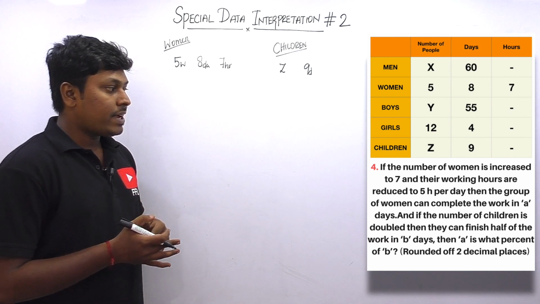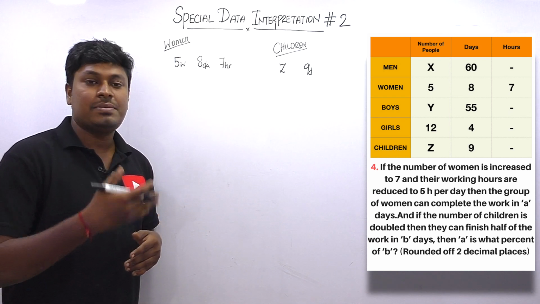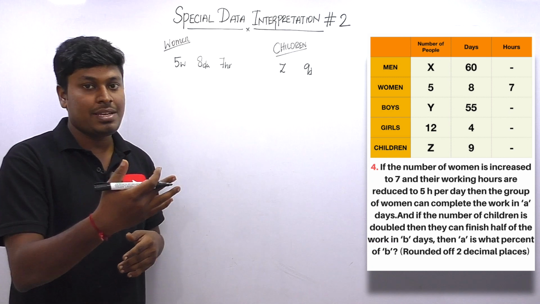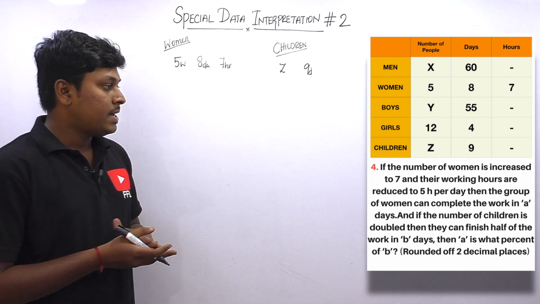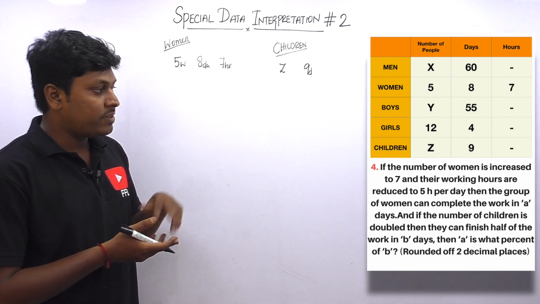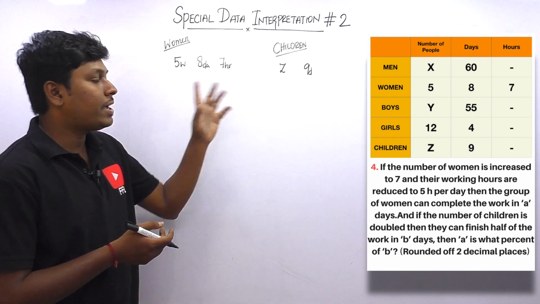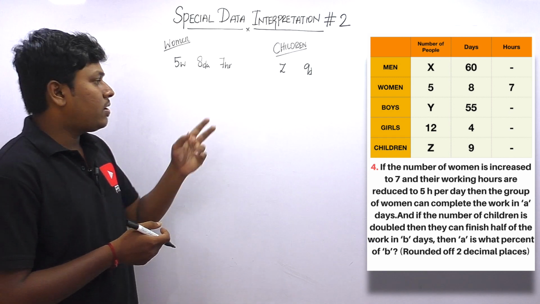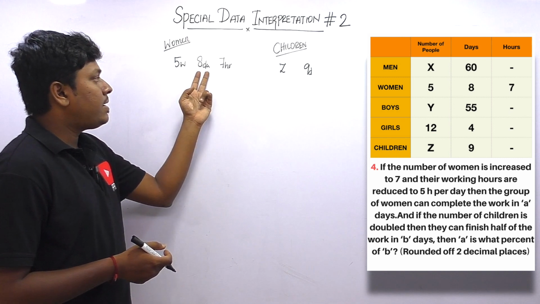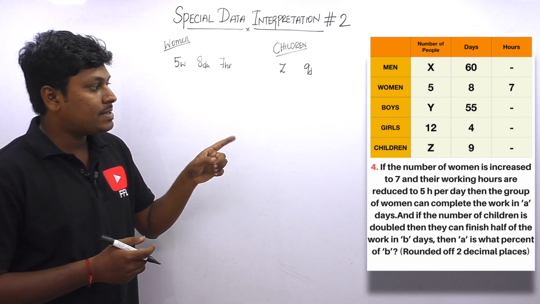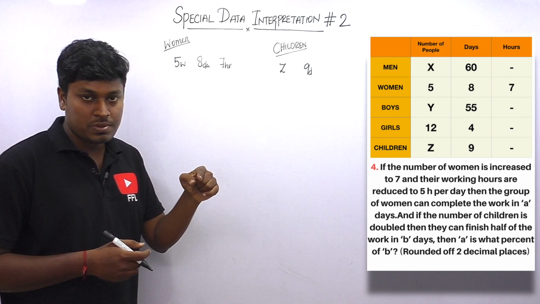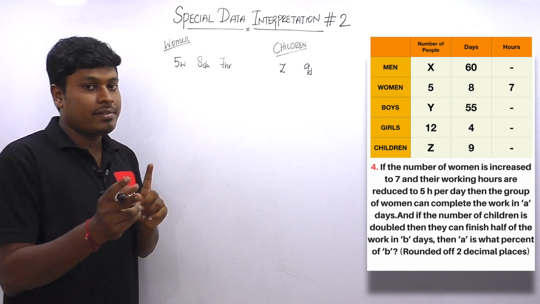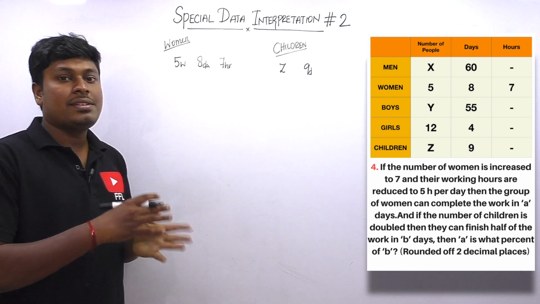So our target is to find A is what percentage of B, which means X by Y, that is, the numerator should be A and the denominator should be B. And initially they are talking about women, and then in the second point they are talking about children. So first of all, according to the table chart, 5 women, 8 days working, 7 hours. And now they are saying if the number of women is increased to 7. Listen here, they are not adding 7 women. Instead of 5, the women is increased to 7.